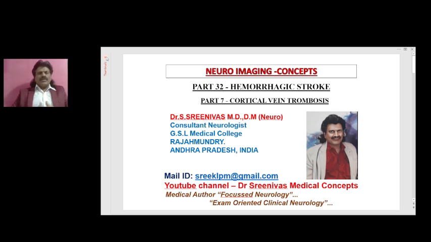We are continuing with the series of neuroimaging concepts. So today we'll talk about cortical vein thrombosis, neuroimaging concepts, part 32, hemorrhagic stroke, part 7, cortical vein thrombosis.